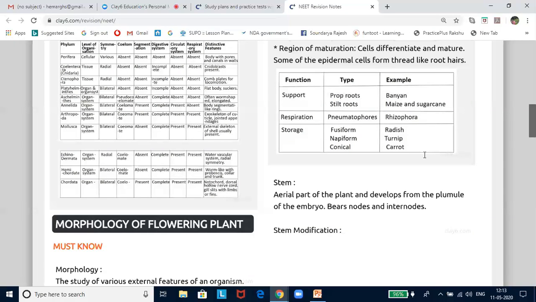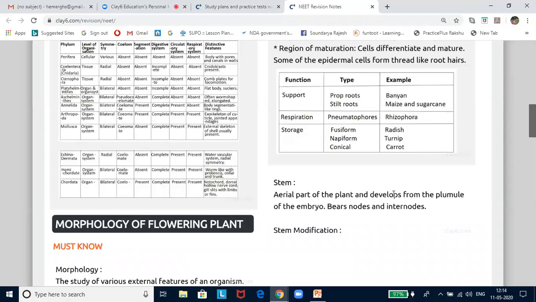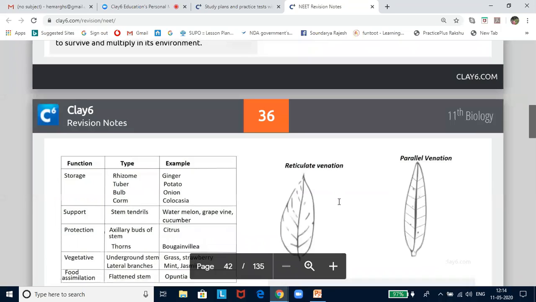Now the stem is the aerial part of the plant. It arises from the plumule. It is positively phototropic and negatively geotropic. Stem has nodes and internodes. A node is a point on the stem from which leaves arise, and the region between two nodes is an internode. Stem also bears buds that might be terminal or axillary. The main functions of the stem are to spread out branches bearing leaves, flowers, and fruits. It conducts water, minerals, and photosynthates, but it also gets modified to perform the functions of storage of food, support, protection, and vegetative propagation.